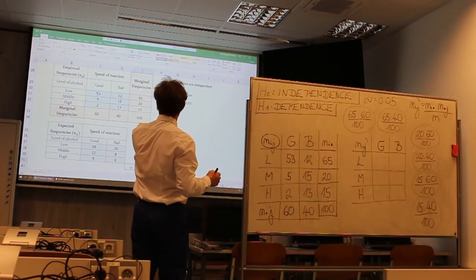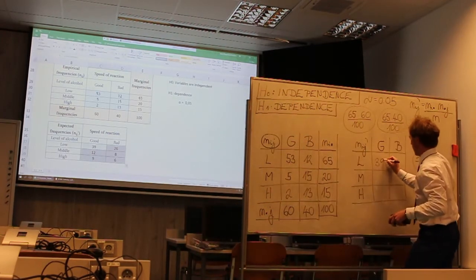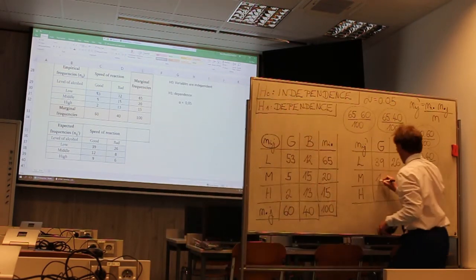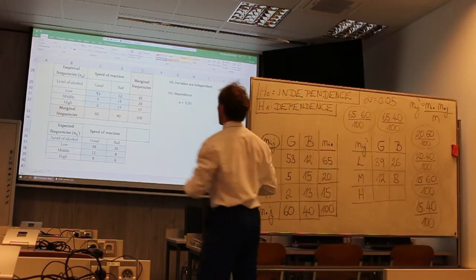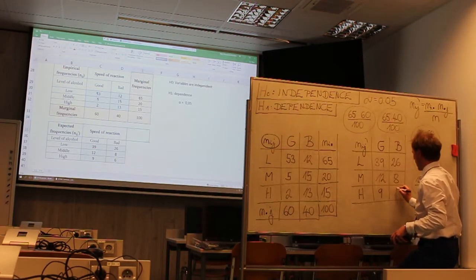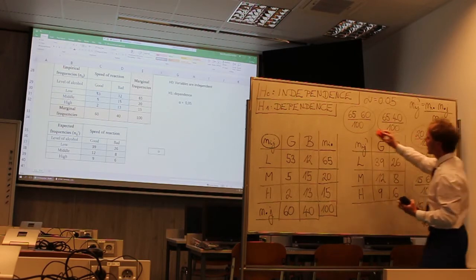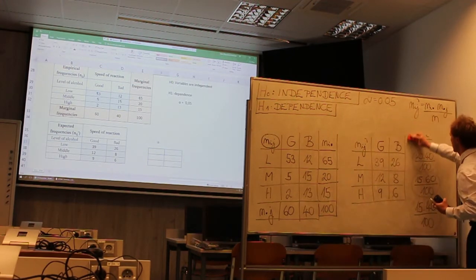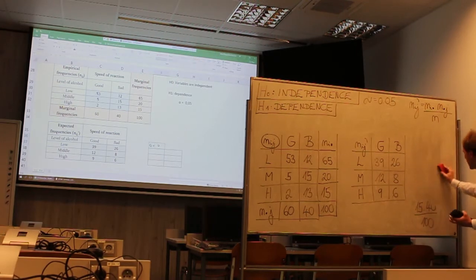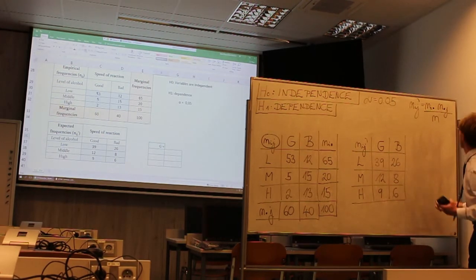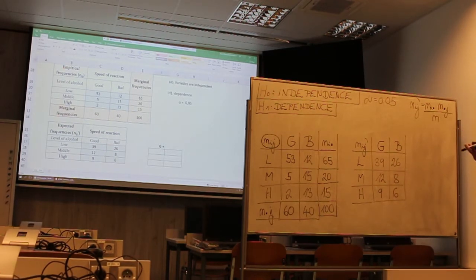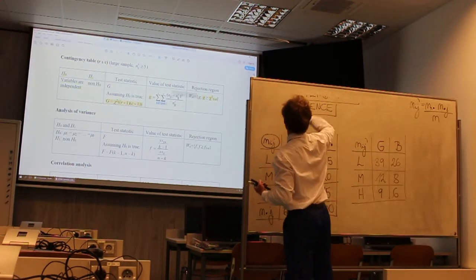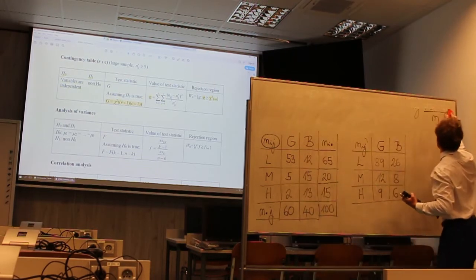And result: 39, 26, 12, 8, 9, 6. Okay, I can delete these steps, because we already know how to calculate expected or theoretical frequencies. And now we will calculate the value of test statistic G. So I will delete the zero and alternative hypothesis because we need space here.